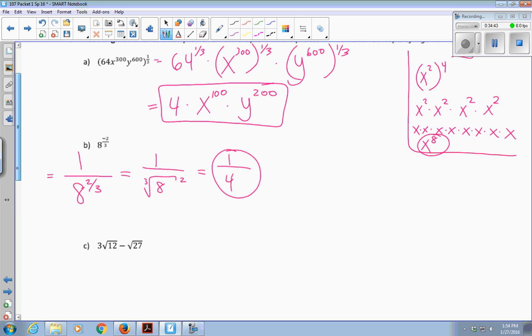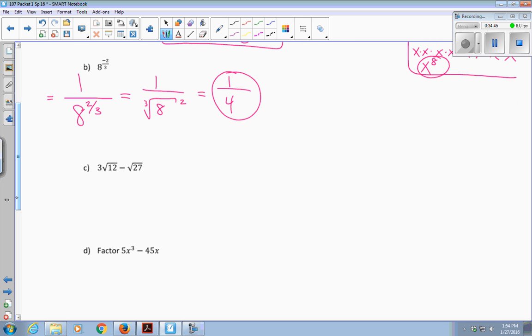All right, 3 root 12 minus root 27. As written, these are not like terms. You can't just add them together. If it was 3 root 12 minus root 12, then they'd be like terms, but they're not, right? So first I'm going to simplify both of these radicals, and I'm going to do it with my fingers crossed and hope I get some like terms.